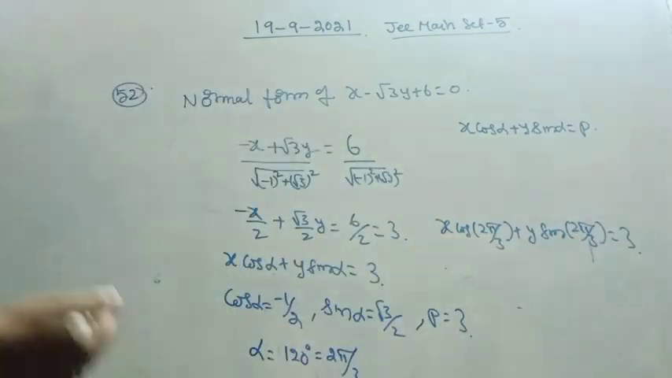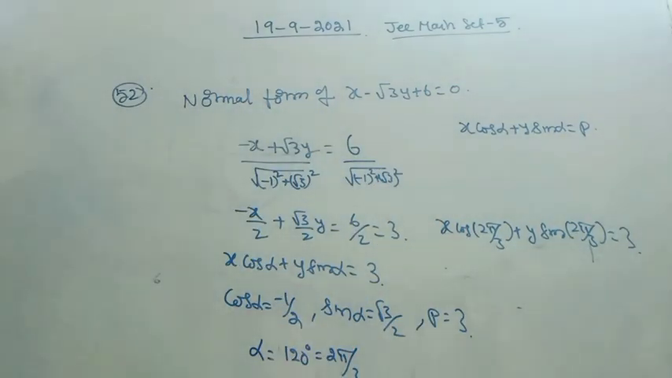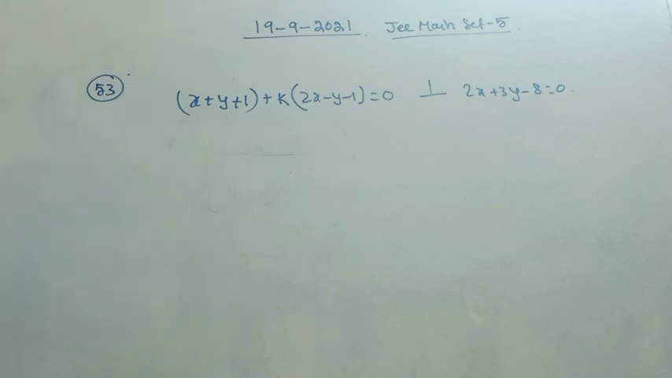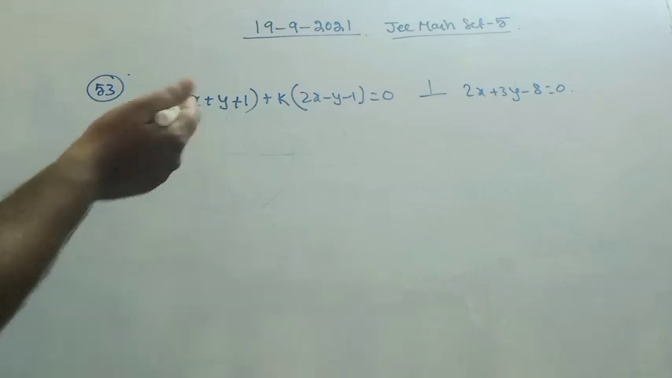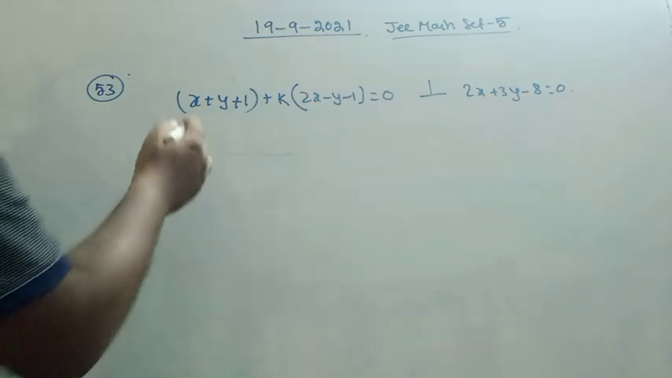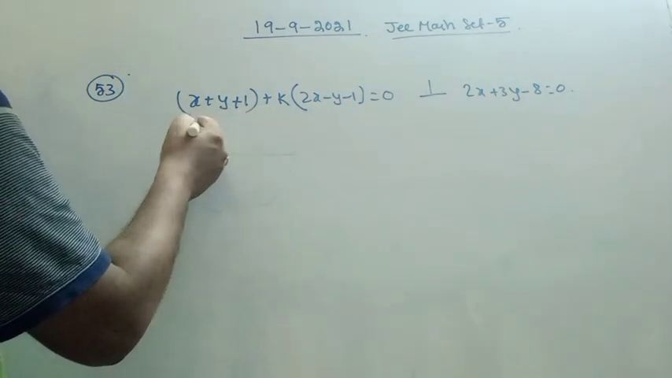In this beautiful way, we can do this particular problem. See the 53rd question, my dear students. If the straight line x plus y plus 1 plus k times (2x minus y minus 1) equal to 0 is perpendicular to this, then find the k value. You know, my dear students, you can find the slope. Here we can do one thing.